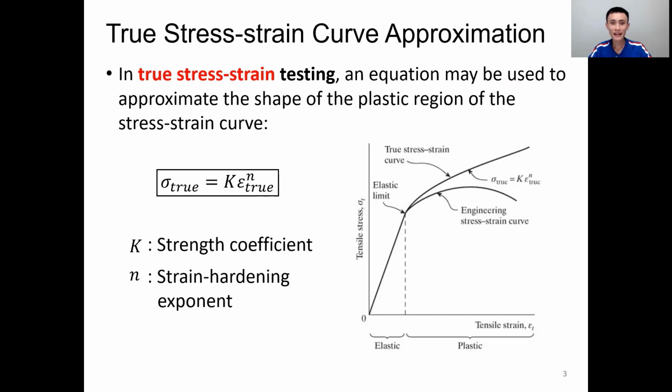And in true stress-strain testing, we could use an equation to estimate the curve, in which the true stress is equal to the strength coefficient times strain to the power of the strain-hardening exponent. We can use this formula to estimate the shape of the stress-strain curve, especially for the plastic region. K is the strength coefficient, and n is the strain-hardening exponent.